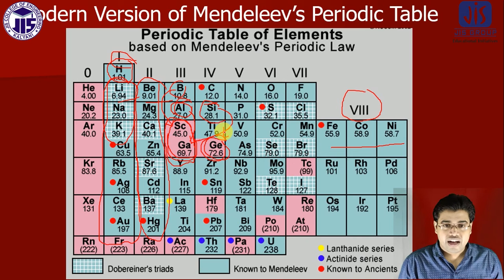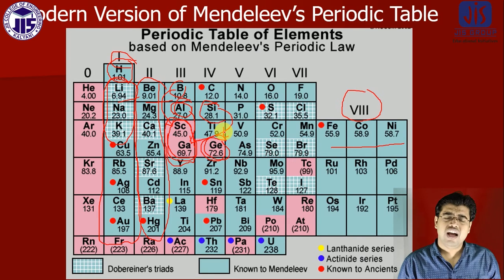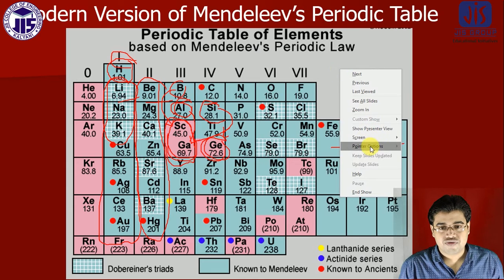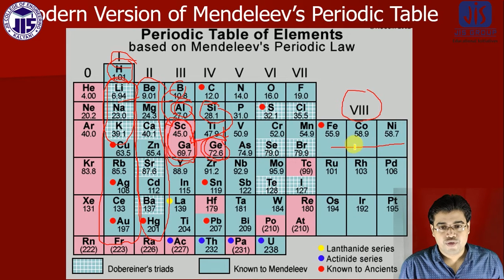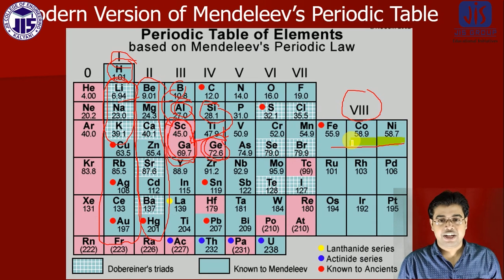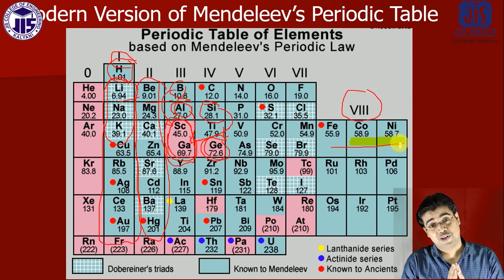But there were some kinds of problems also. First of all, I can give you one example of those problems. If you look here, just concentrate here. If we consider cobalt and nickel, what is the atomic mass of cobalt? That is 58.9, and what is the atomic mass of nickel? That is 58.7.